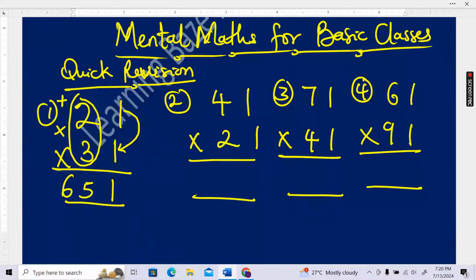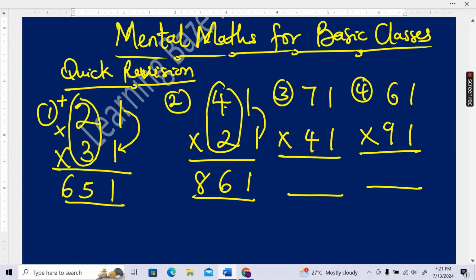All right. Now let's move on to number 2. We're only doing a quick revision of what we learned. 1 times 1 is 1. Then we are to add this together. 4 plus 2 is 6. Then 4 times 2 is 8. So 41 times 21 is equal to 861.